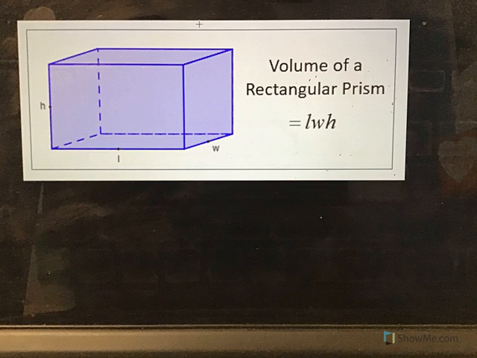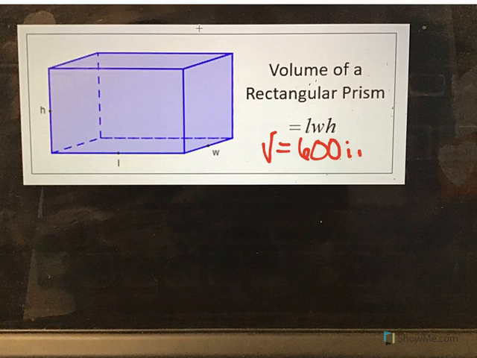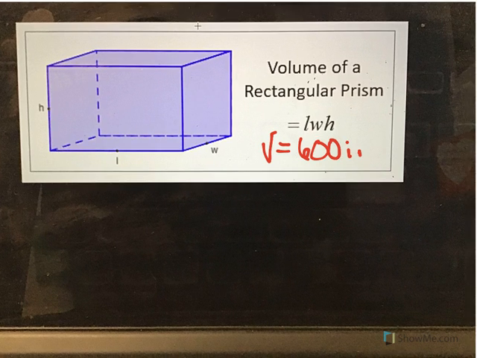Great. Now, let's do one where we have the volume, but we're missing a dimension. So let's say the volume is 600 inches cubed.